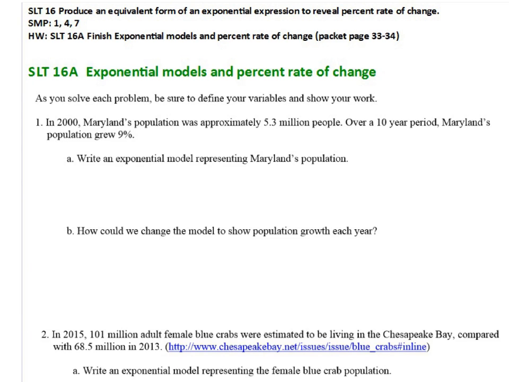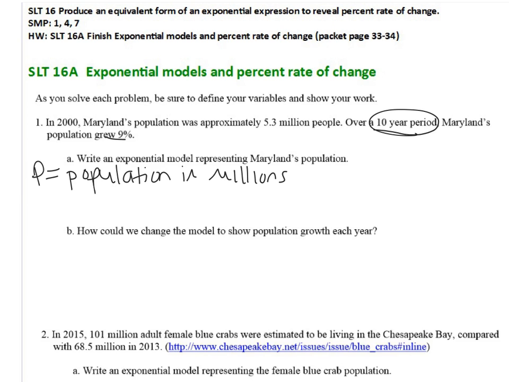So for number 1, if 2000 is our starting time, we have 55.3 million people, and it's a 10-year period. We're going to grow by 9%. So I'm going to say P is population in millions, and T is going to be years. It was a 10-year period.